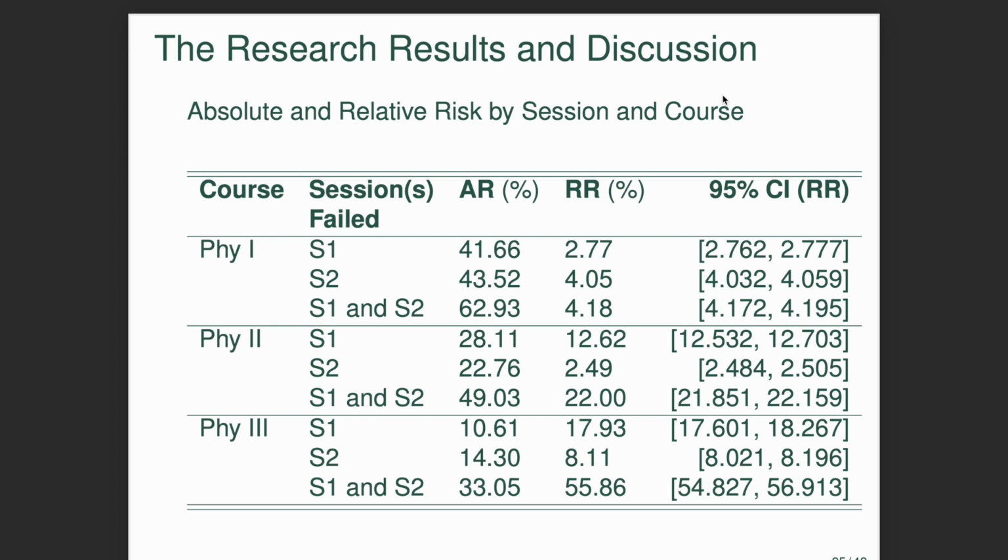When students fail both the first and second sessions in Physics 3, the absolute risk rises to 33.05% and the relative risk reaches 55.86, an exceptionally high figure that underscores the severe impact of poor performance in the early sessions.